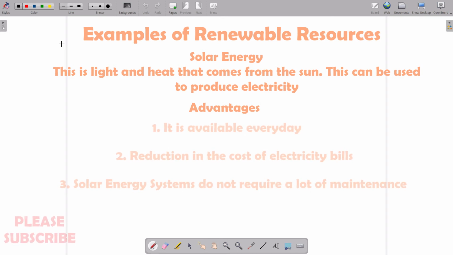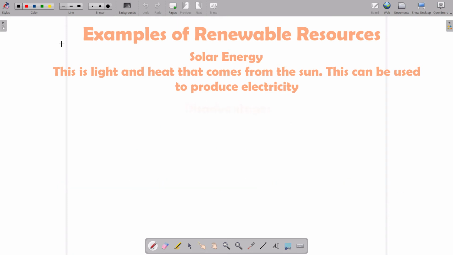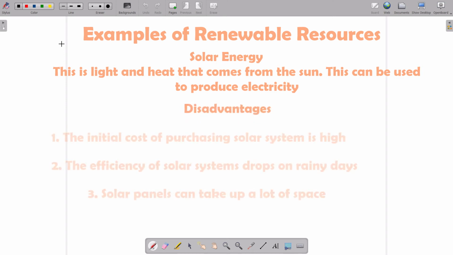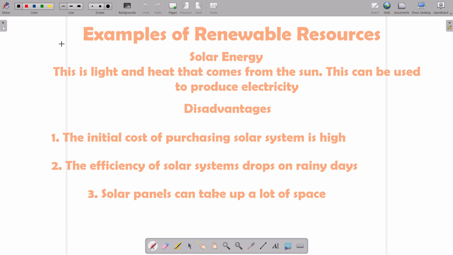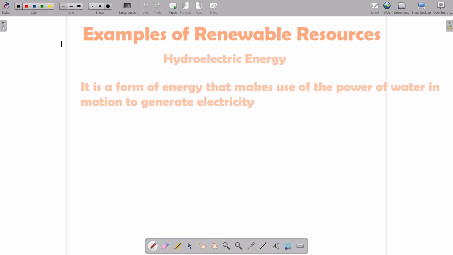Advantages: one, it is available every day, reduction in the cost of electricity bills, and solar energy systems do not require a lot of maintenance. Some disadvantages include: one, the initial cost of purchasing solar systems is high. Purchasing these solar panels could be expensive. The efficiency of solar systems drops on rainy days, and solar panels take up a lot of space.